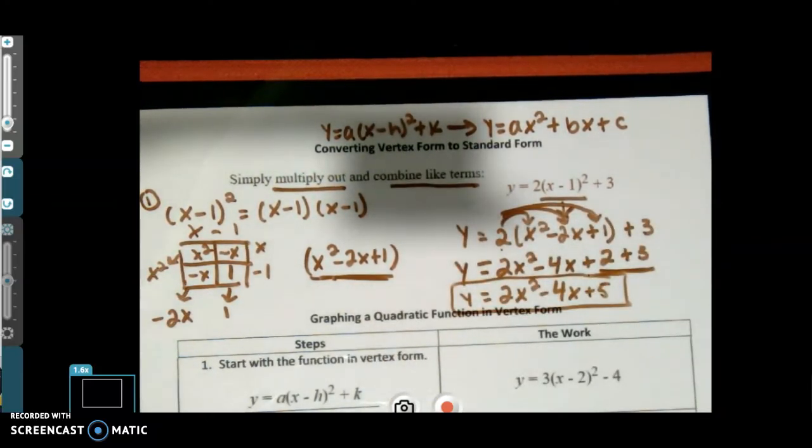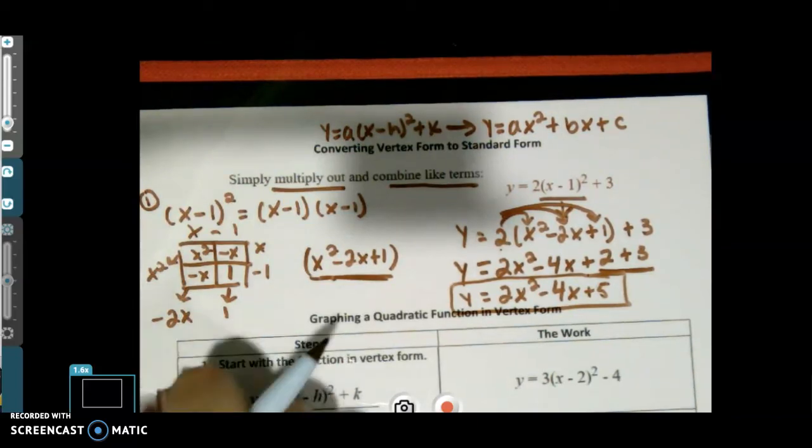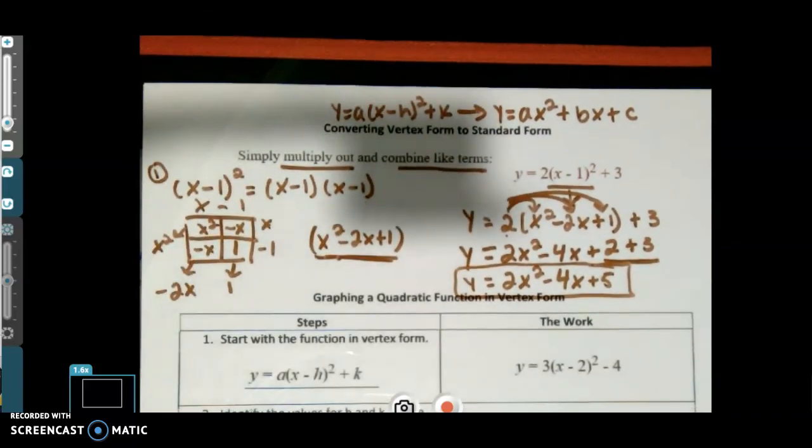And that is it, guys. That's the end of this lesson, part 1, and then we're going to do the next part later. All right, that's it. Now go ahead and try a couple on your own.